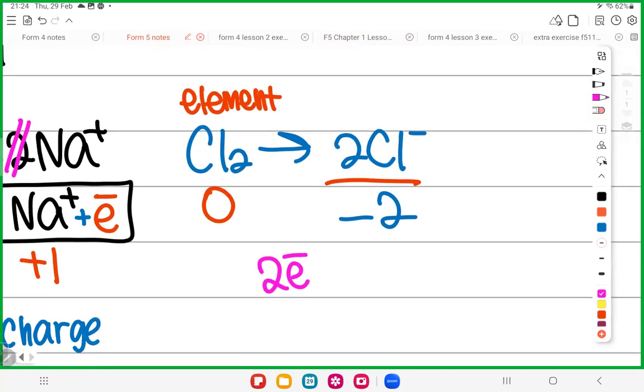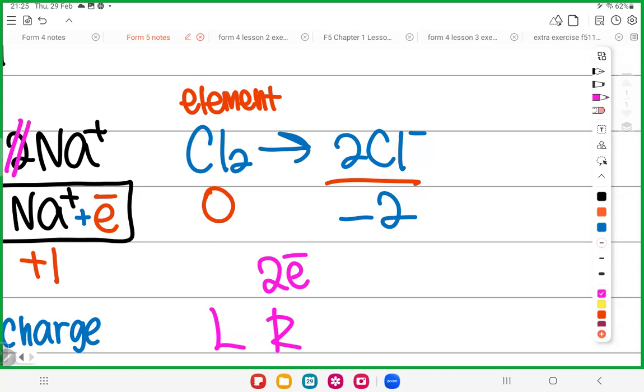Okay, in this case, where to put the 2 electrons? Left or right, everyone? In this case, where should we put the 2 electrons? Left-hand side or right-hand side? Okay, always put the electron to the more positive side, isn't it? Always put the electron to the more positive side.